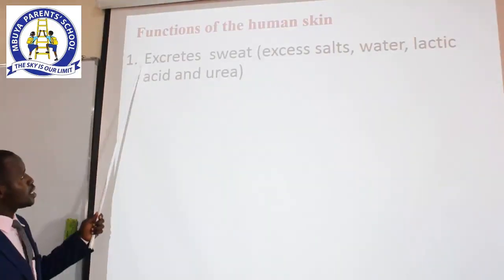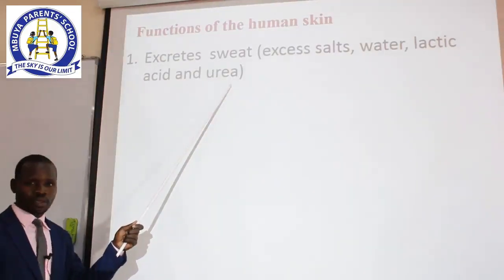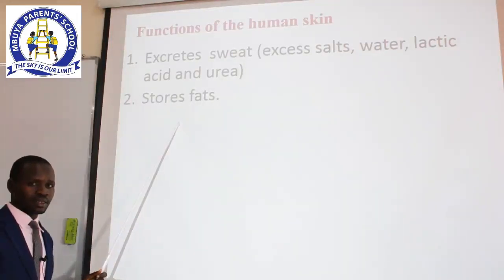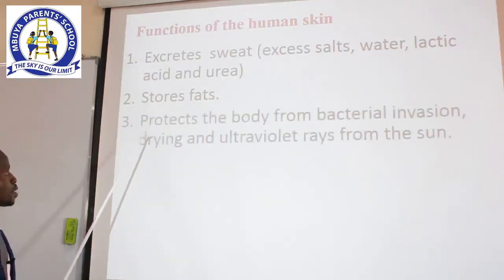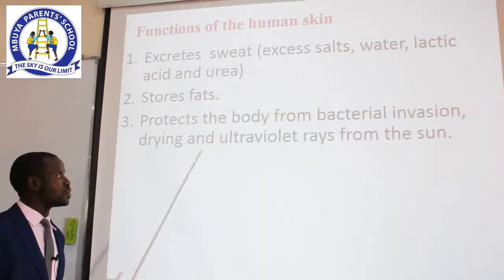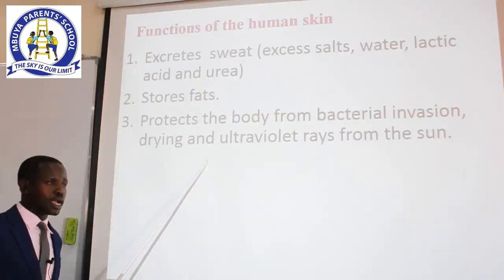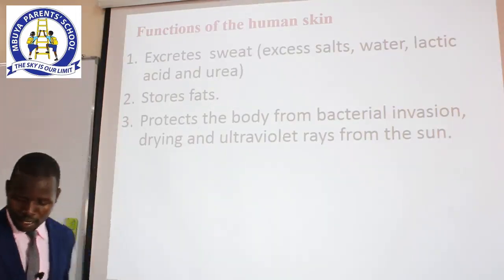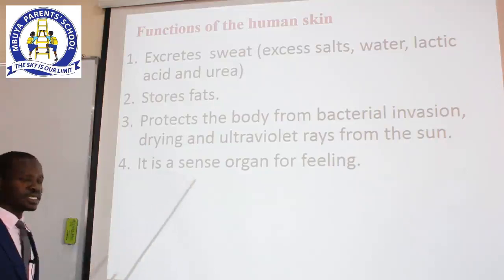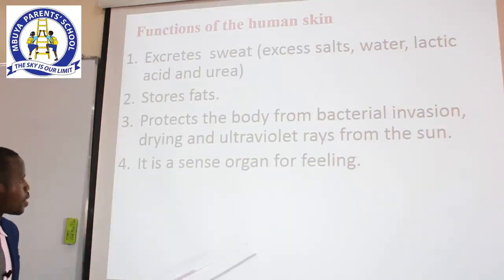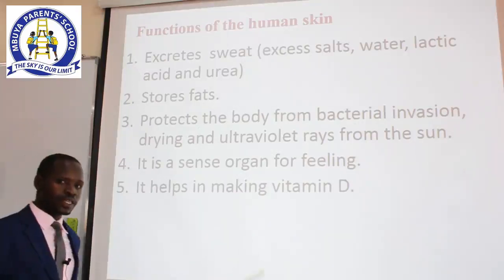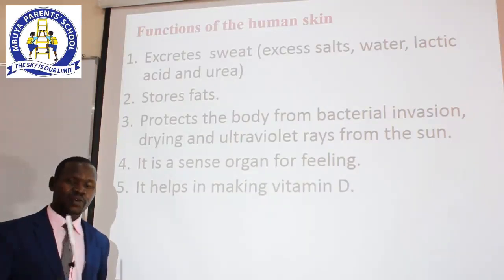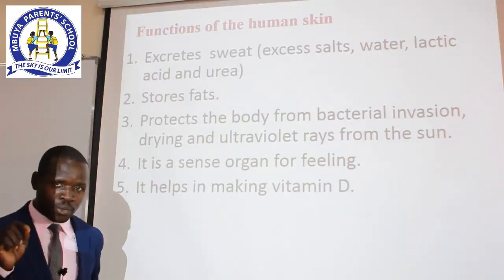One, the skin excretes sweat. We have already talked a lot about this. Two, the skin stores fats. Thirdly, the skin protects us from bacterial invasion or germs from entering our bodies, and also the ultraviolet rays of the sun. Then, the skin is also a sense organ for feeling. We have already looked at that. And it also helps in making of vitamin D. But note, in making vitamin D, we can only get that from the morning sunshine.